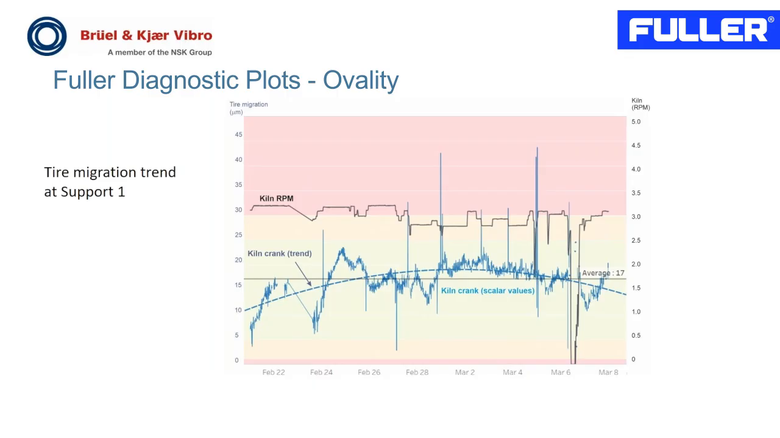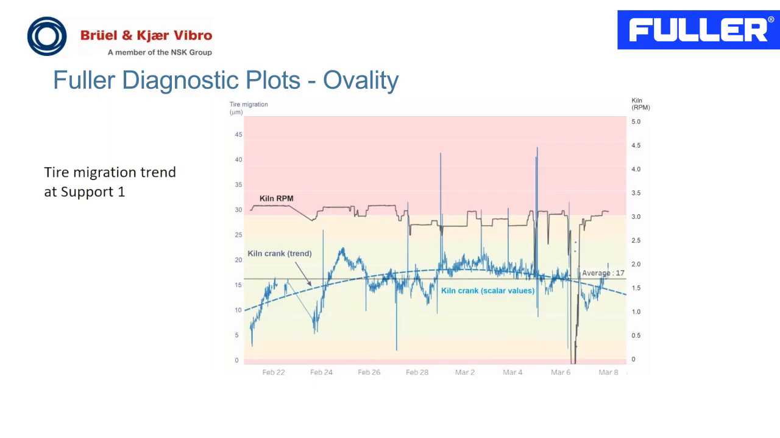Yes, Palle? Exactly. So let's look a little bit more in detail into the data. This first example is on kiln shell ovality. It's important to mention what we see here is the processed data. So this is not the raw data. This is the scalar values that are calculated based on the sensors on site.